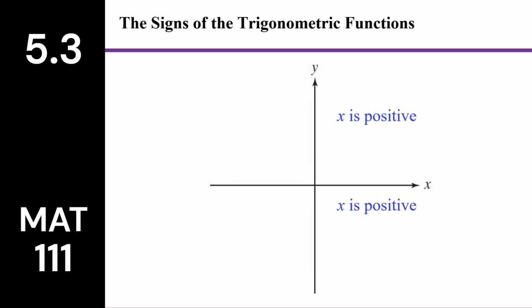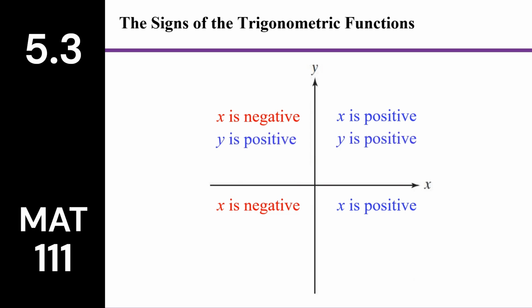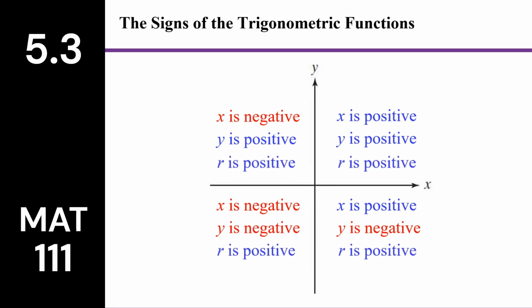We need to know the signs of the 6 trig functions, and one way to think about it is notice as you move to the right, x is always positive. As you move to the left, x is always negative. As you move up, y is positive. When you go down, y is negative. Because r is a distance, r is positive in all 4 quadrants.